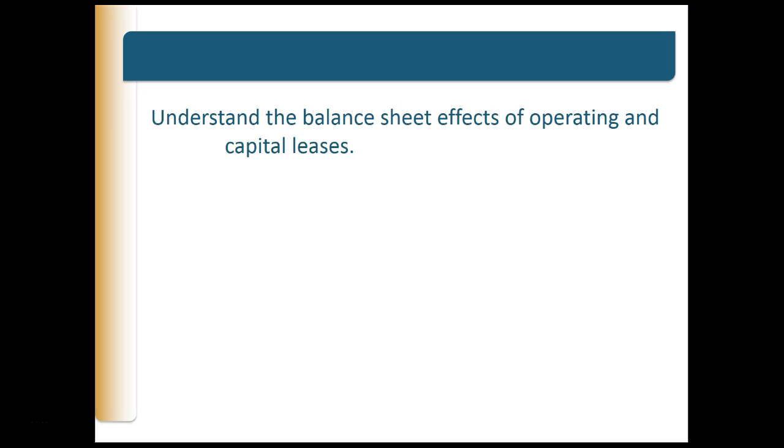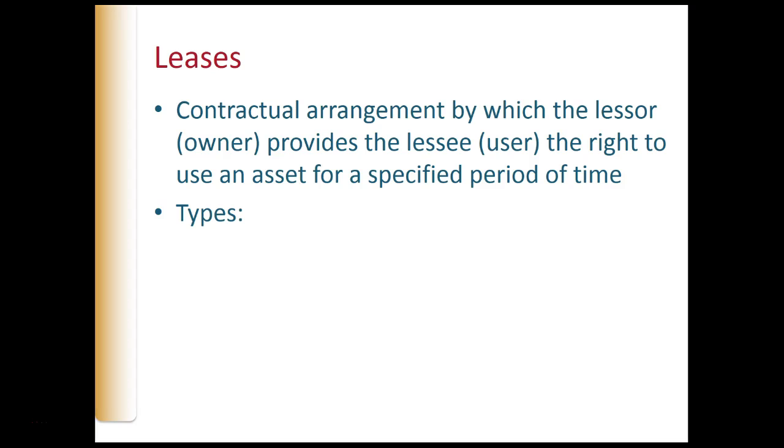Next, we're going to understand the balance sheet effects of having an operating lease versus a capital lease. If you ever leased a car or an apartment, you're familiar with leasing. A lease is a contractual agreement by which the owner, which we call the lessor, provides the user, or the lessee, the right to use an asset for a specific period of time.